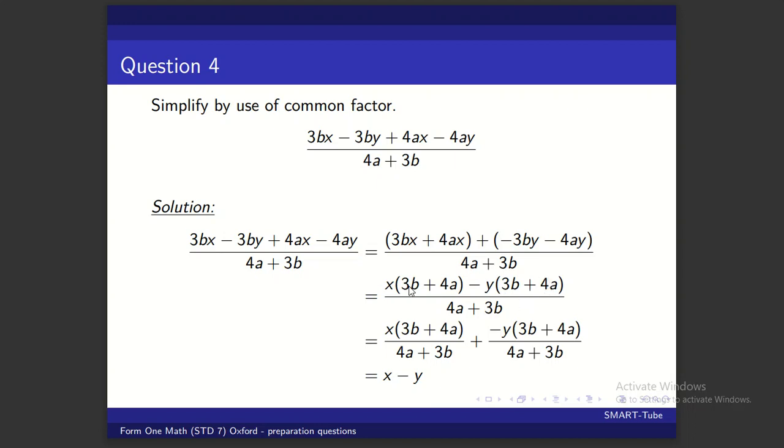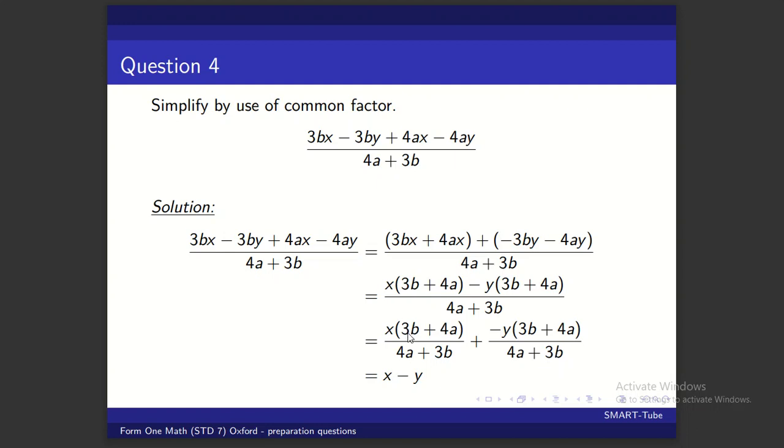So x times 3b plus 4a over this one, you can partition this one, or the other way is you just take this one as a common factor, which is 3b plus 4a times, you get x minus y if you take the common factor again. Or the other way is like I do here, you can partition it, so x times this one over 4a plus 3b, plus minus y times 3b plus 4a.